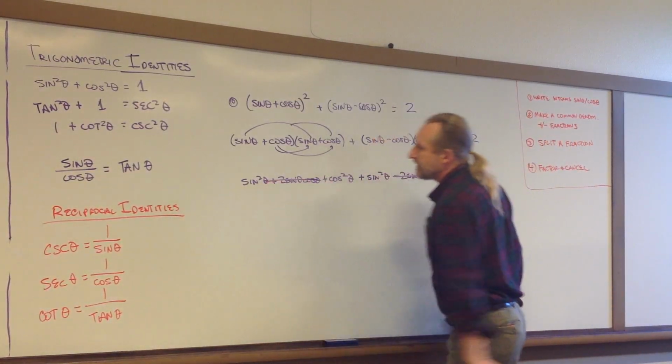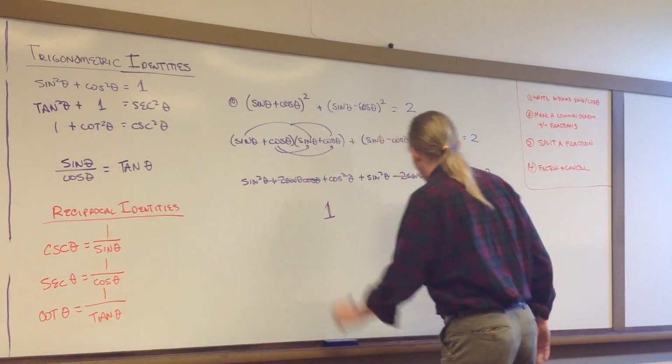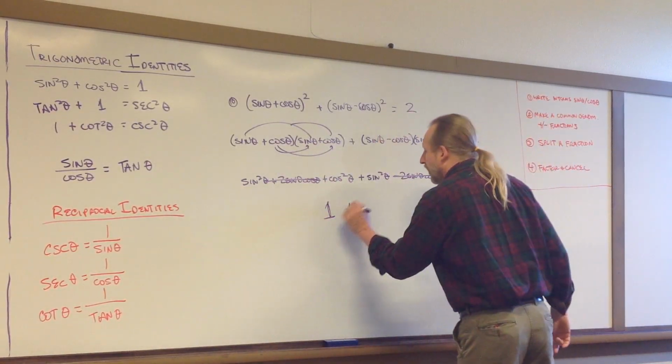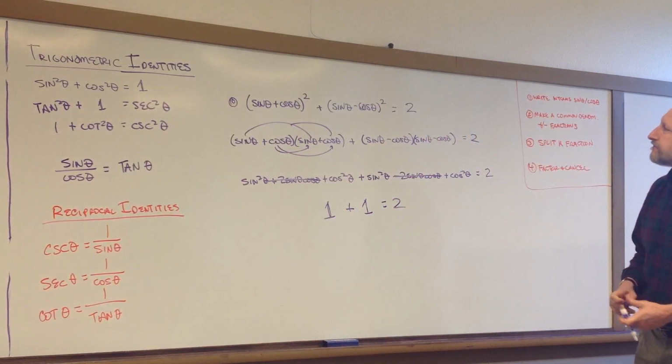Once we do that, this all comes together very nicely. This and this cancel each other out. This is 1. This is 1. And 1 plus 1 equals 2. And there we go. Okay?